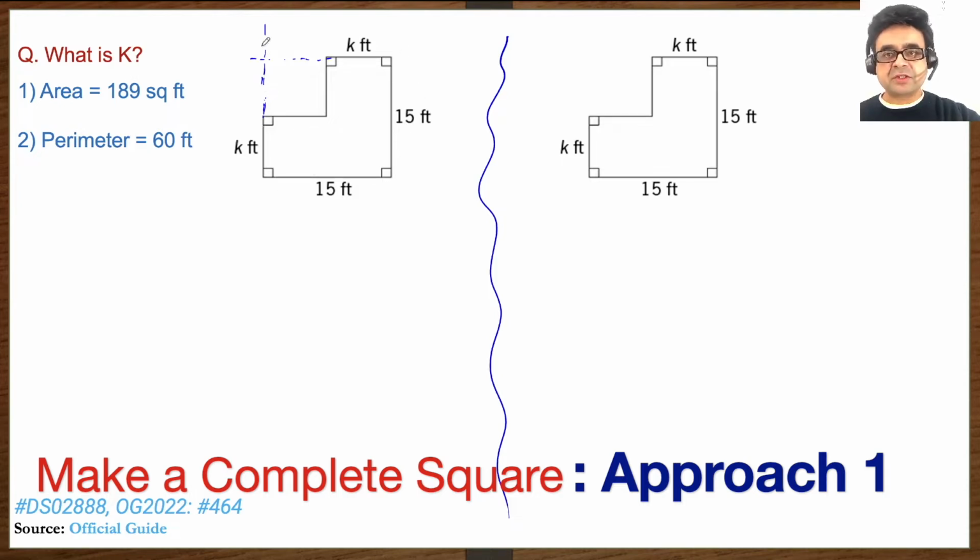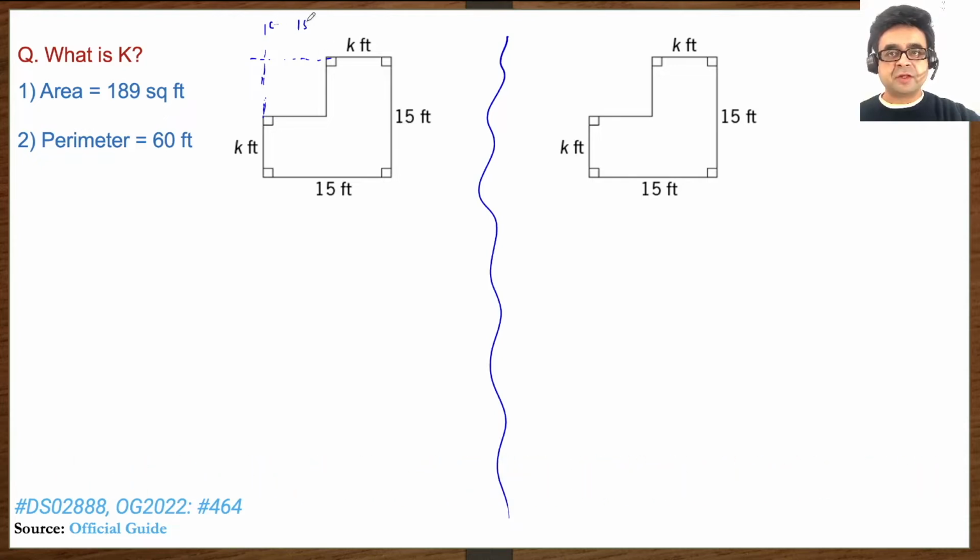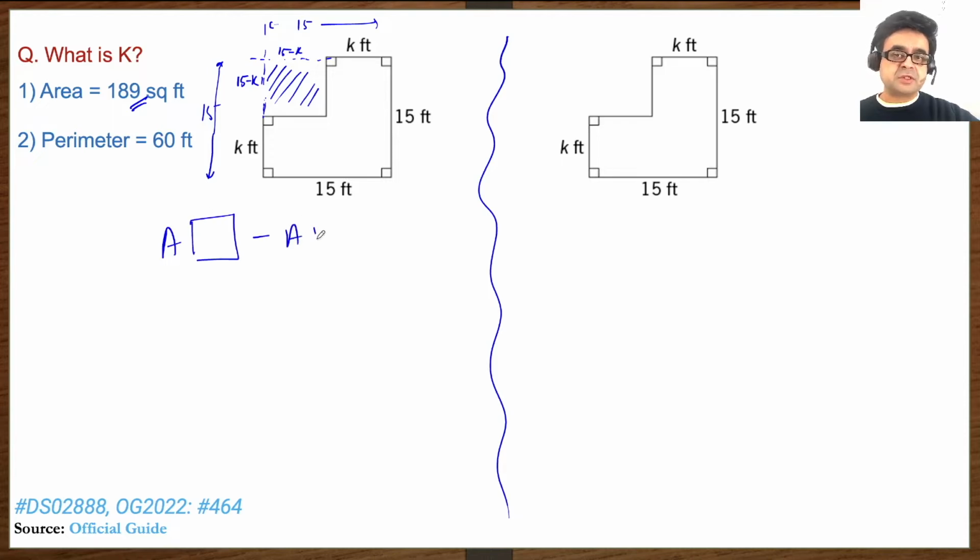We know that if you extend these lines out there, you will have 15 by 15 as well, which means this whole thing is a square. Now you also know that since this is 15 and this is given to be k, this side would be 15 minus k, and since this whole thing is 15 and this is k, this side would be 15 minus k, which means this is also a square. Since statement 1 gives the area of the shape, which is a garden in this case, you can find it by the area of the big square minus the area of the small square.